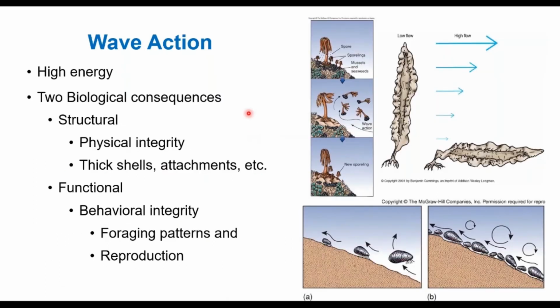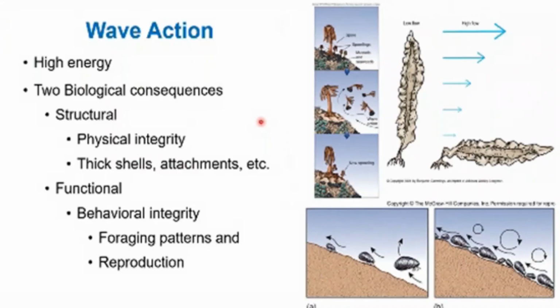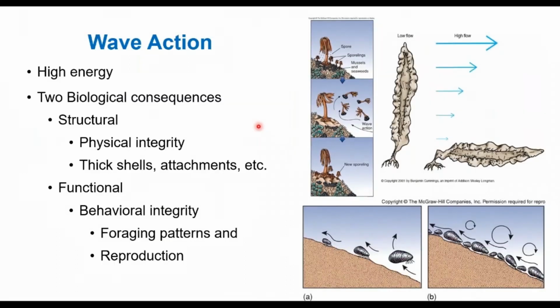And the next abiotic factor is the wave action. It has high energy and has two biological consequences. One is structural and the other is functional. When it comes to the structural, it affects the physical integrity of the organisms. It usually disturbs them. And when it comes to the functional, the behavior as well as the foraging and the reproduction pattern will always get affected by the wave actions.